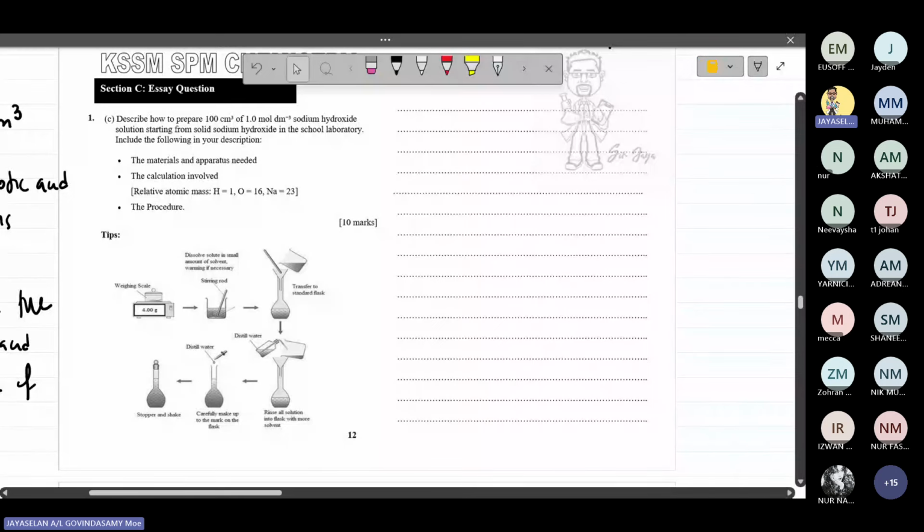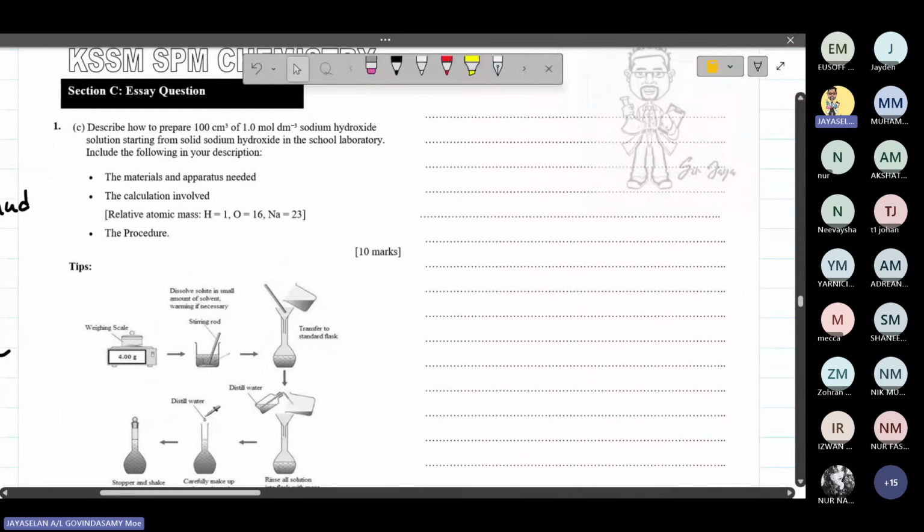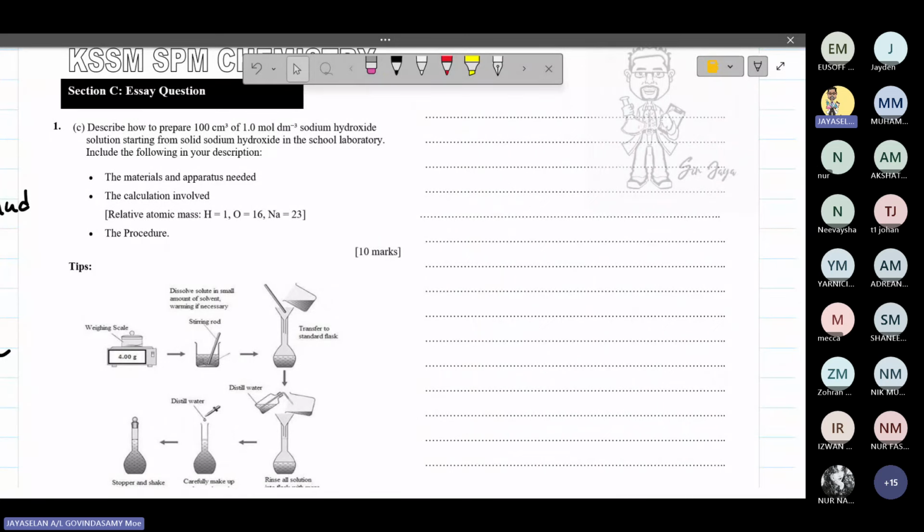Okay, we do together. Describe how to prepare 100 cm³ of 1.0 mol dm⁻³ of sodium hydroxide solution starting from the solid sodium hydroxide in the laboratory. Include apparatus and material that are needed. So, I have drawn only the diagram. In the exam there is no diagram. So you draw. What do you have to do? I do the apparatus first. Okay, this apparatus is 1 mark.